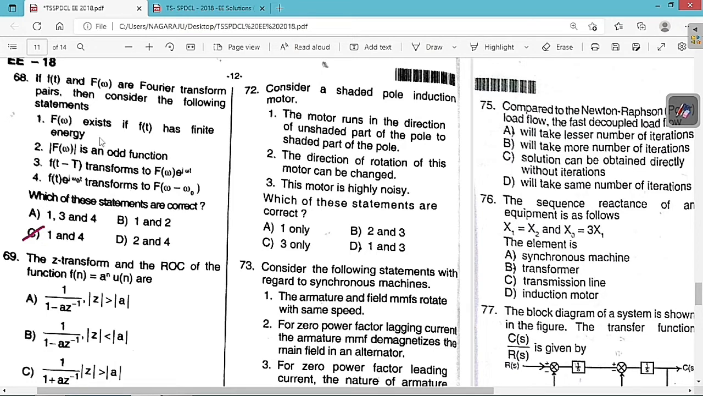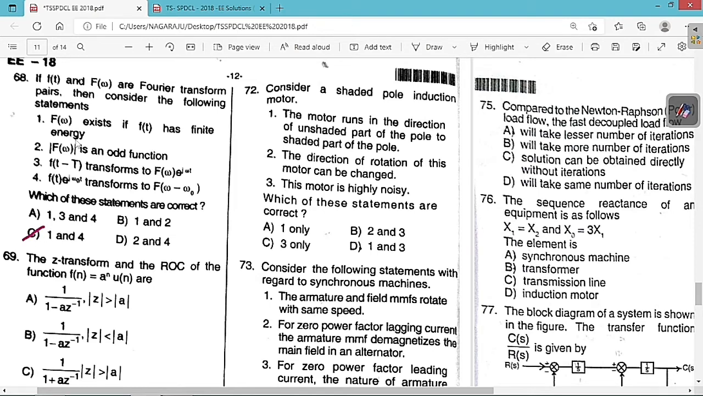They are given four statements, where f of t is the time domain expression and F of omega is the Fourier transform of f of t. Out of these, we have to find which are the correct statements. Statement 1 and statement 4 are correct, but statement 2 and statement 3 are wrong. So option C is the correct solution of this question.